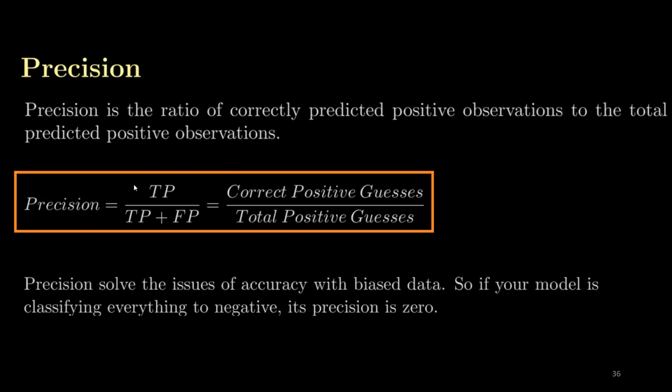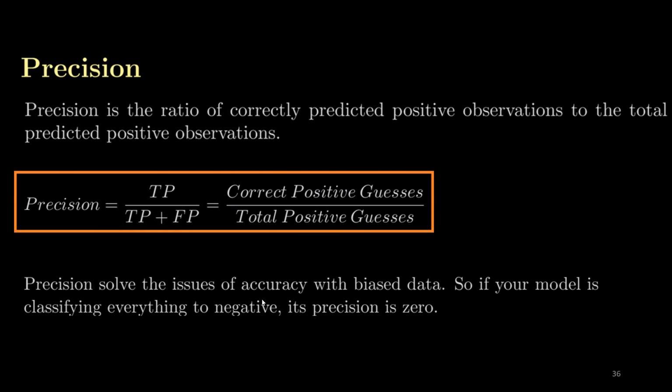So what is precision? Precision is the ratio of correctly predicted positive observations to the total predicted positive observations. There are total positive guesses, and how many of them are correct. In precision, the numerator is the true positive and the denominator is the sum of true positive and false positive. The sum of these two quantities is the total positive guesses, and how many of them are correct gives us the value of precision.